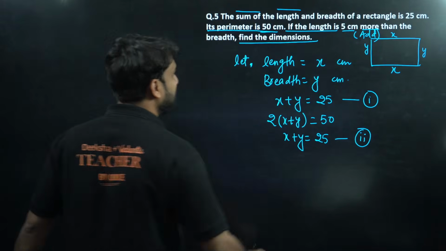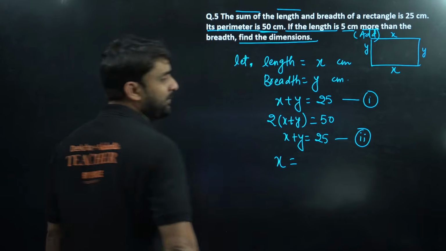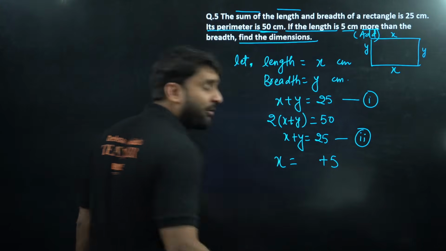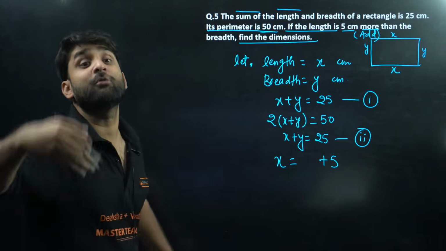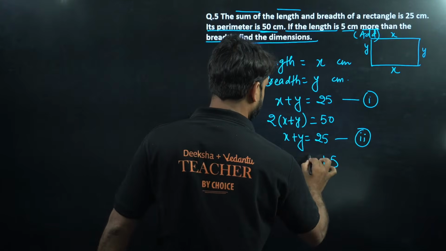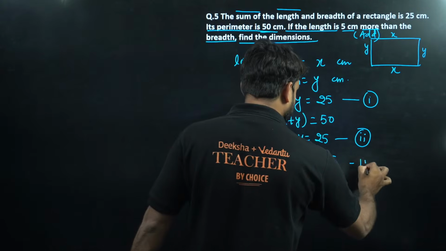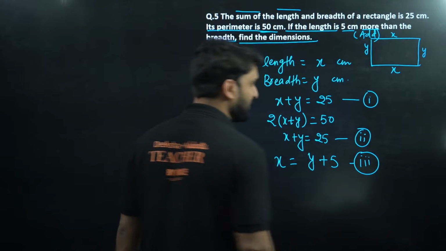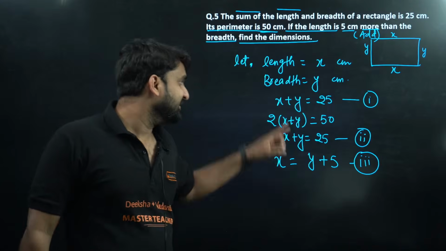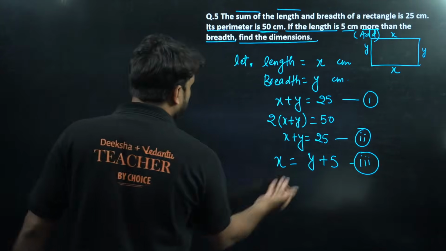So what will be the equation? The length we have assumed is x. So x will be equal to 5 more, so plus 5. 5 more from whom? 5 more than its breadth, and breadth we have assumed as y. So x is equal to y plus 5. This is the third equation. Now first and second both are same, so they are not making any sense. So now we can operate first and third, and we can apply the substitution method.